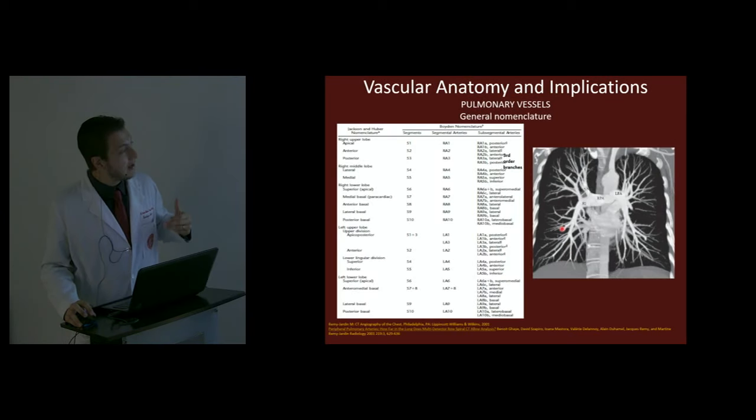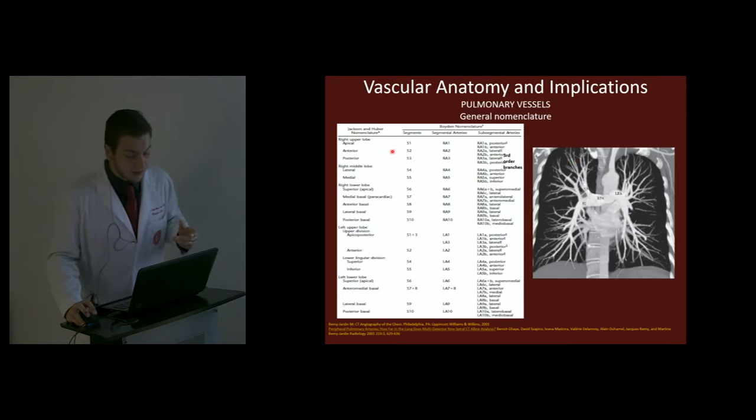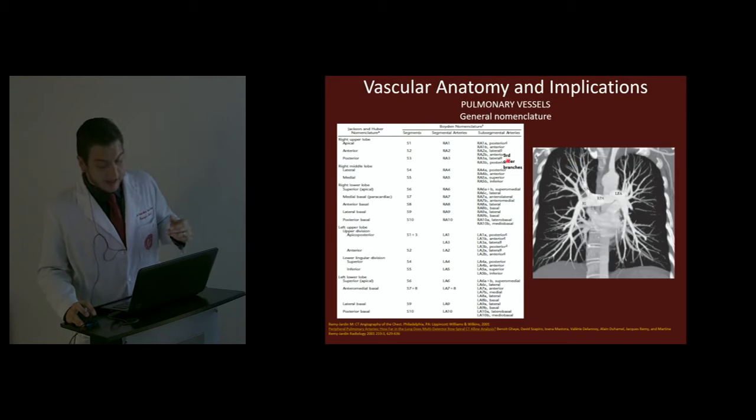So how are we going to explain the pulmonary vasculature? We have a combination of the Boyden nomenclature of the tracheobronchial tree and the Jackson-Huber systematization of the segmental lung anatomy. Using both of these, they decided to make a nomenclature analogous to the bronchial nomenclature, giving a specific name to each vein and artery, even in the distal sixth-order parts.